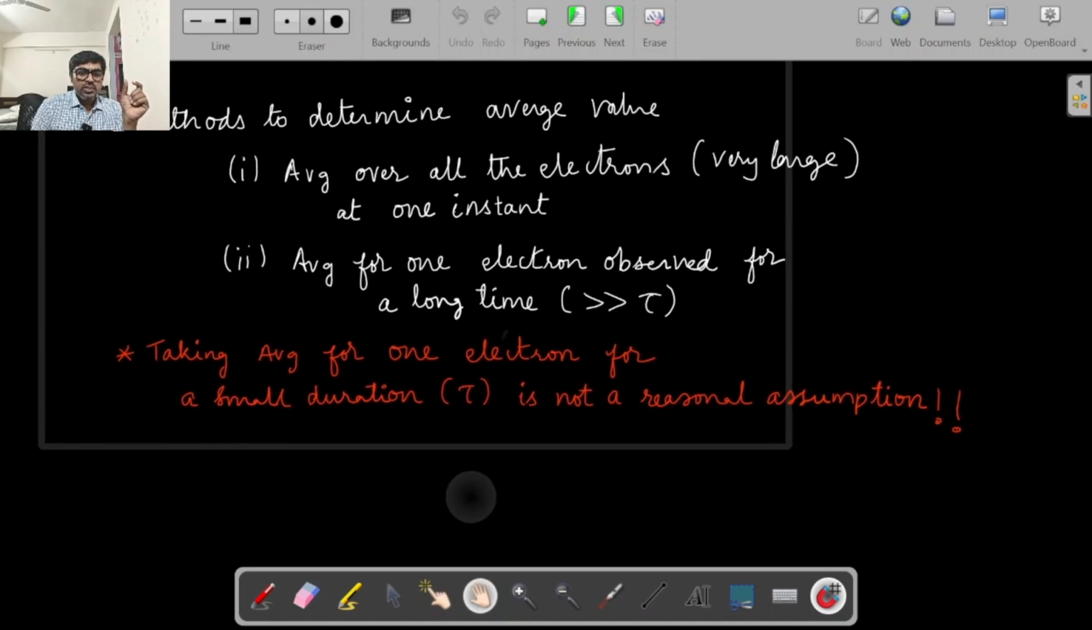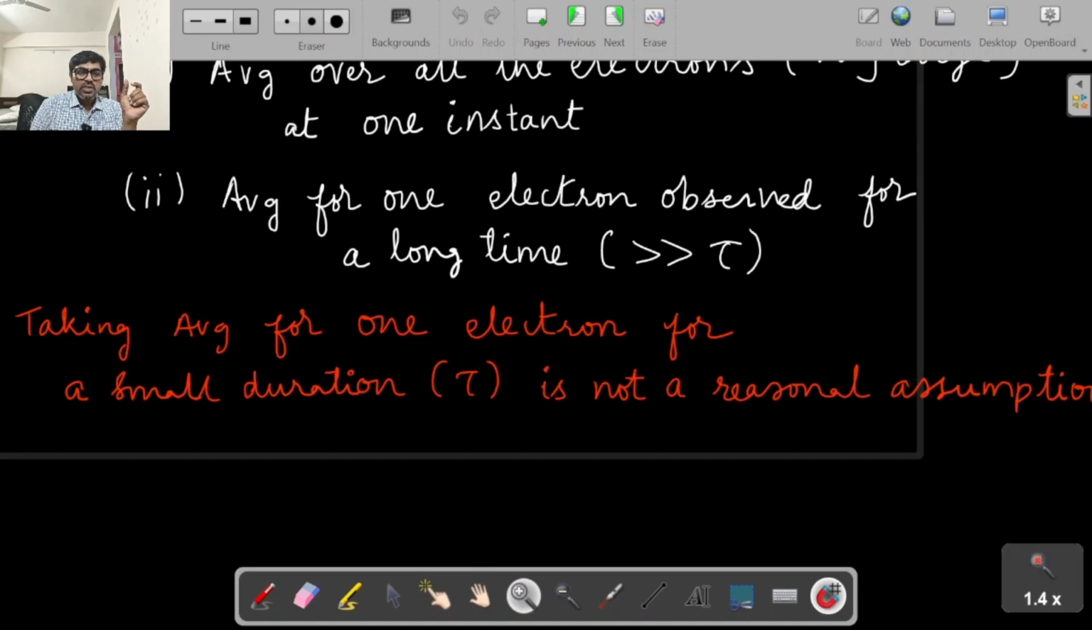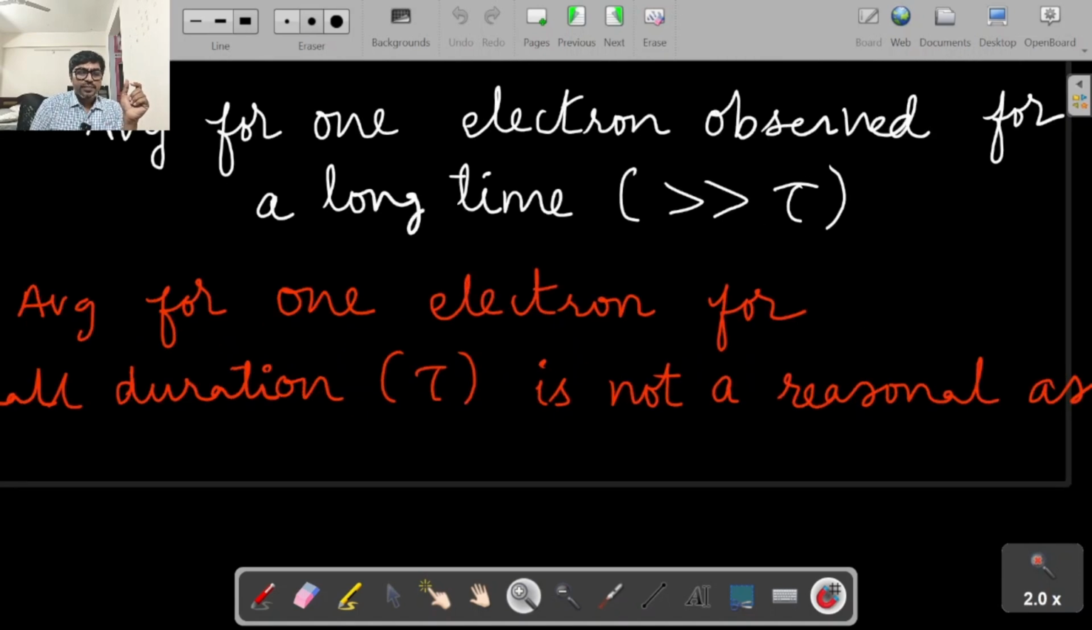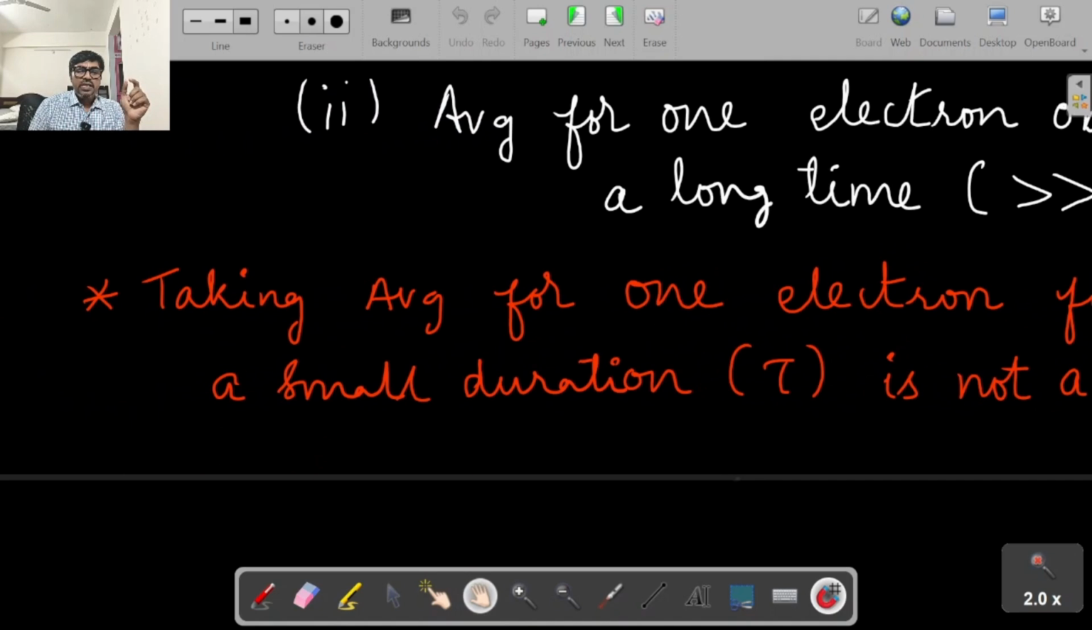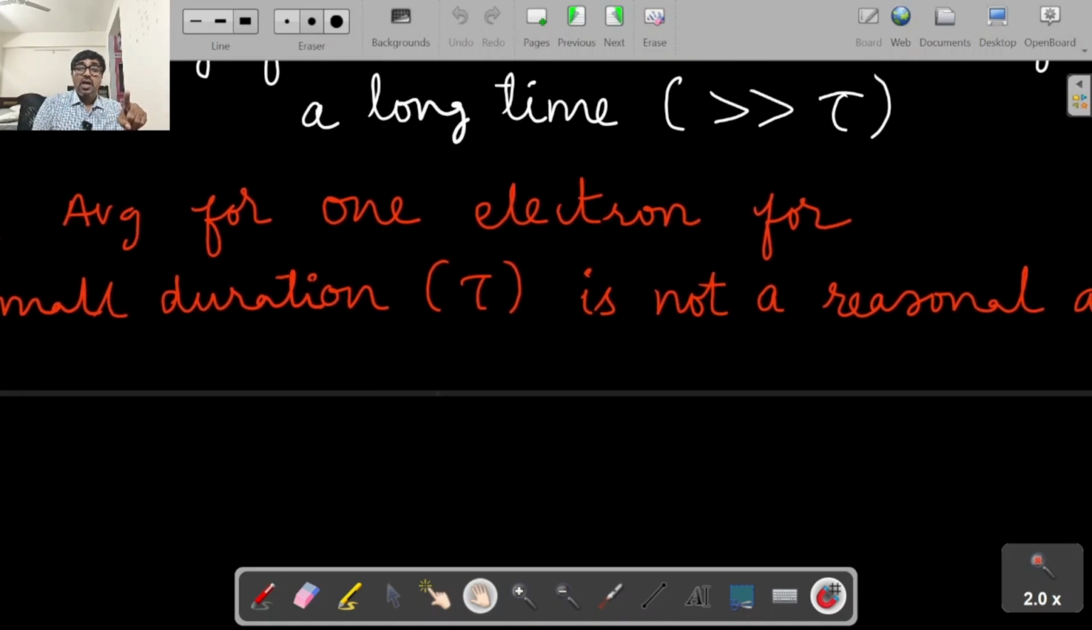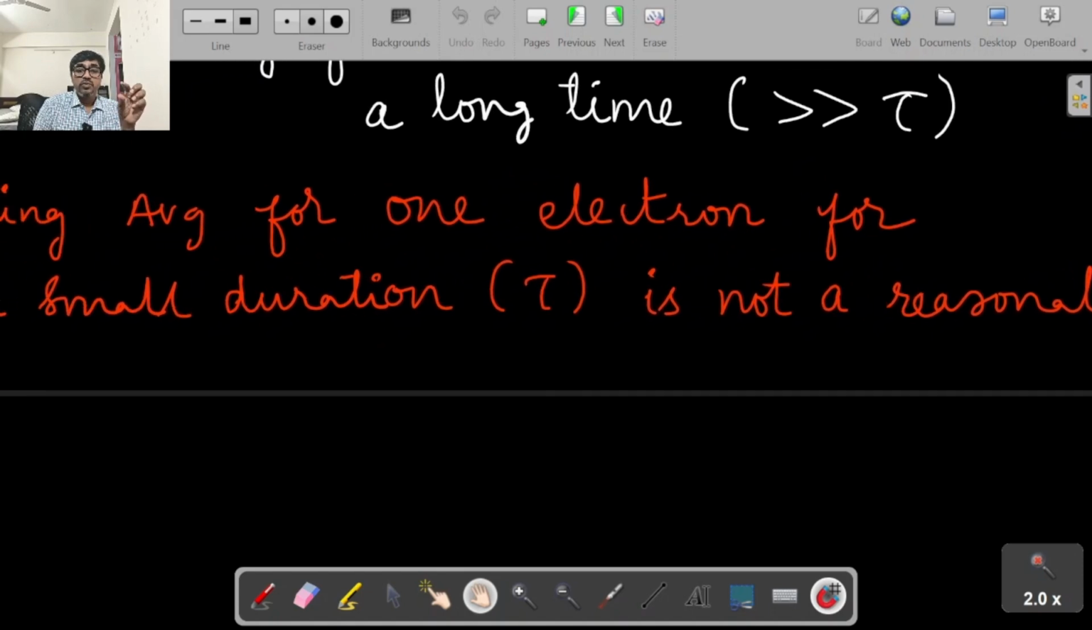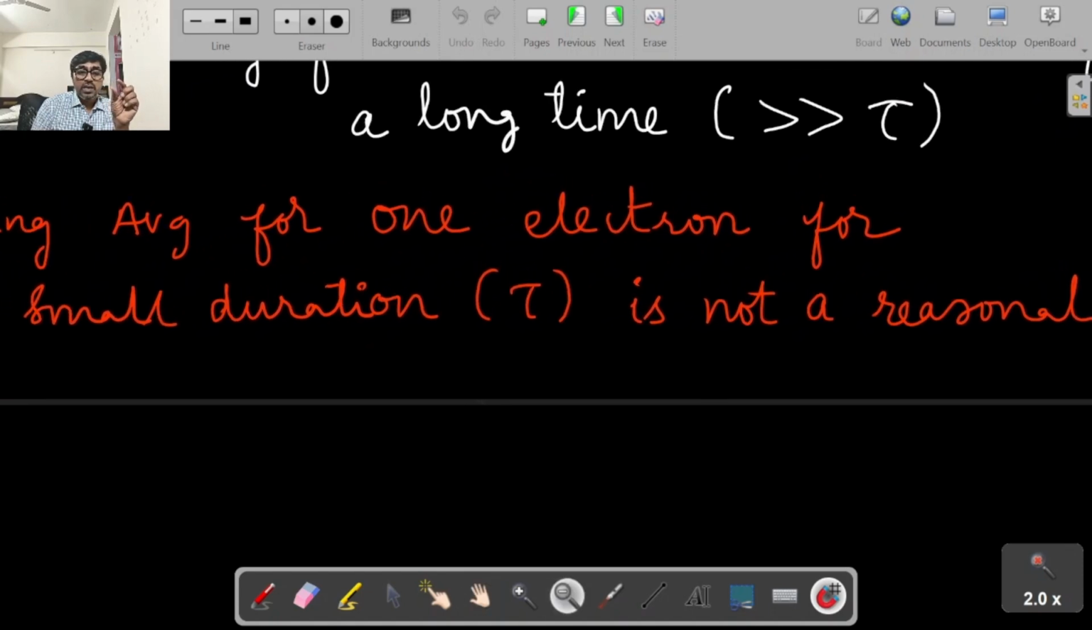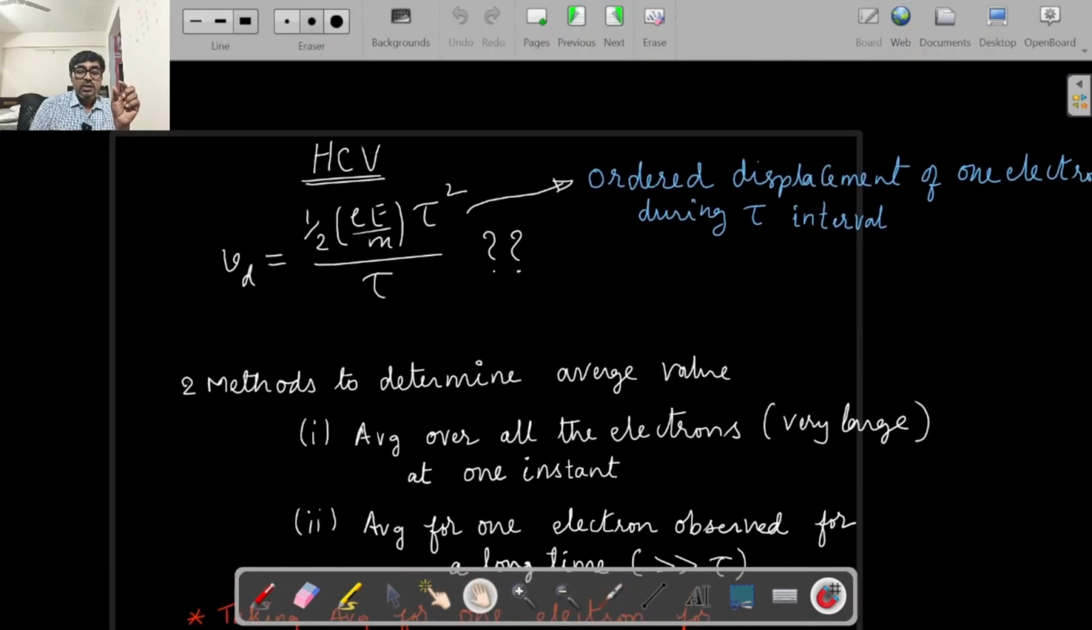And what about HCV Sir's derivation here? HCV Sir is taking one electron, and taking the average for one electron, and that too for how much duration? Not for a long duration, he is doing it for only tau duration. You go back and see that formula, you will understand. Half of E by m into tau square, only for tau duration, and that too for one electron. So I feel that is not a good reasonable assumption. The assumption he has taken is okay, but it doesn't look very foolproof or commonsensical. You should have taken a longer duration. That is what I felt.